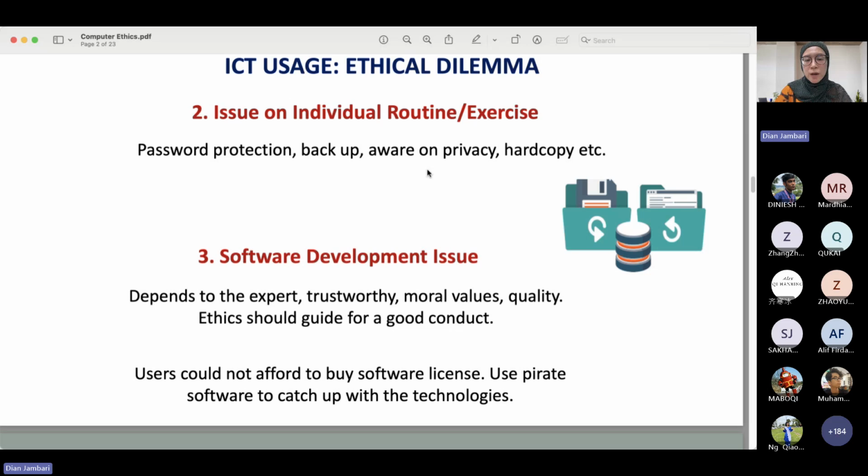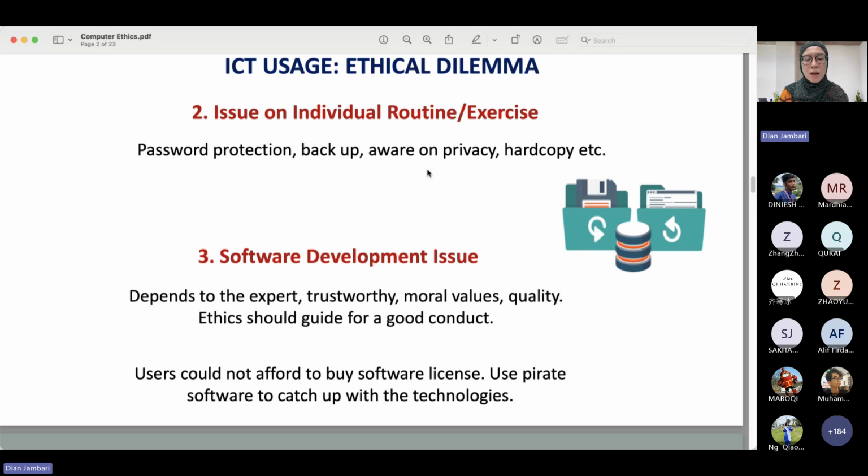So there are issues in software development that can cause ethical dilemma. What kind of an example where you can end up in an ethical dilemma, particularly in software development issues, is, for example, the dependence on the expert, trustworthy, moral values, quality. So when we develop software, as a software developer, we are the experts. We have the power to determine how the software is going to be developed.